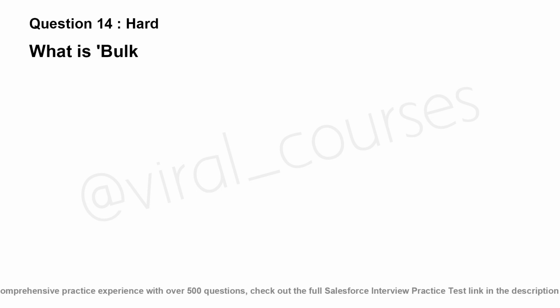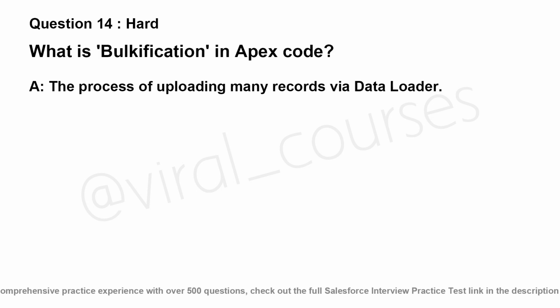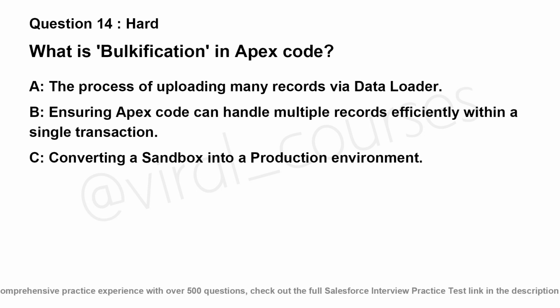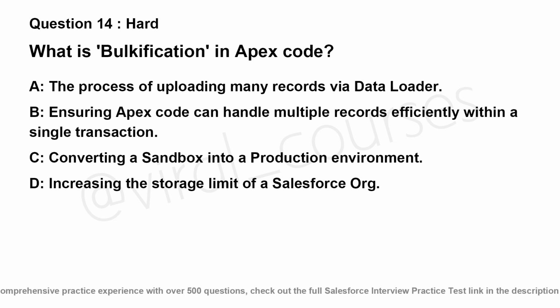What is bulkification in Apex code? Option A, the process of uploading many records via Data Loader. Option B, ensuring Apex code can handle multiple records efficiently within a single transaction. Option C, converting a sandbox into a production environment. Option D, increasing the storage limit of a Salesforce org.